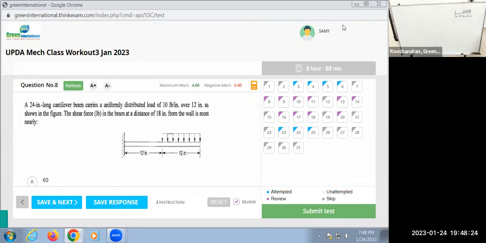So a cantilever beam has a UDL applied at 10 pounds per inch over a section of 12 inches, as shown in the figure. The shear force in the beam at a distance of 18 inches from the wall. So from the wall, they are asking for 18 inches. What is the shear force?